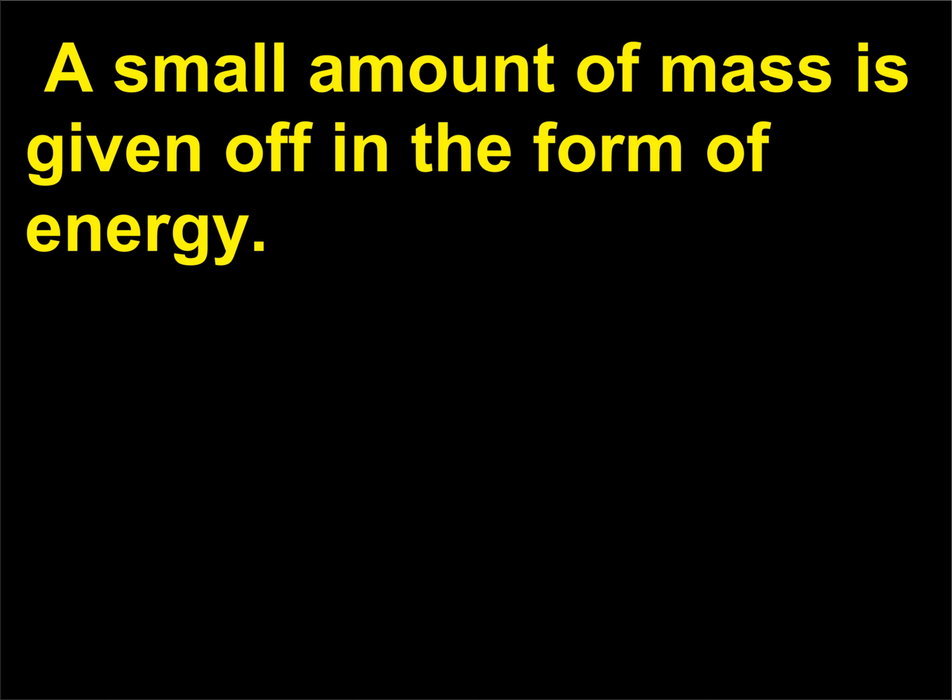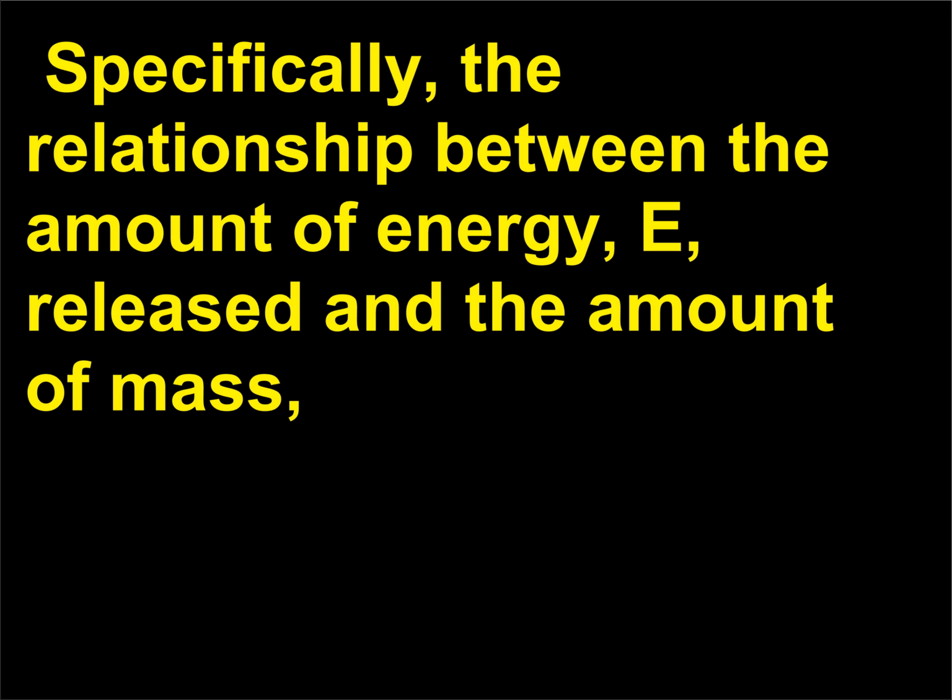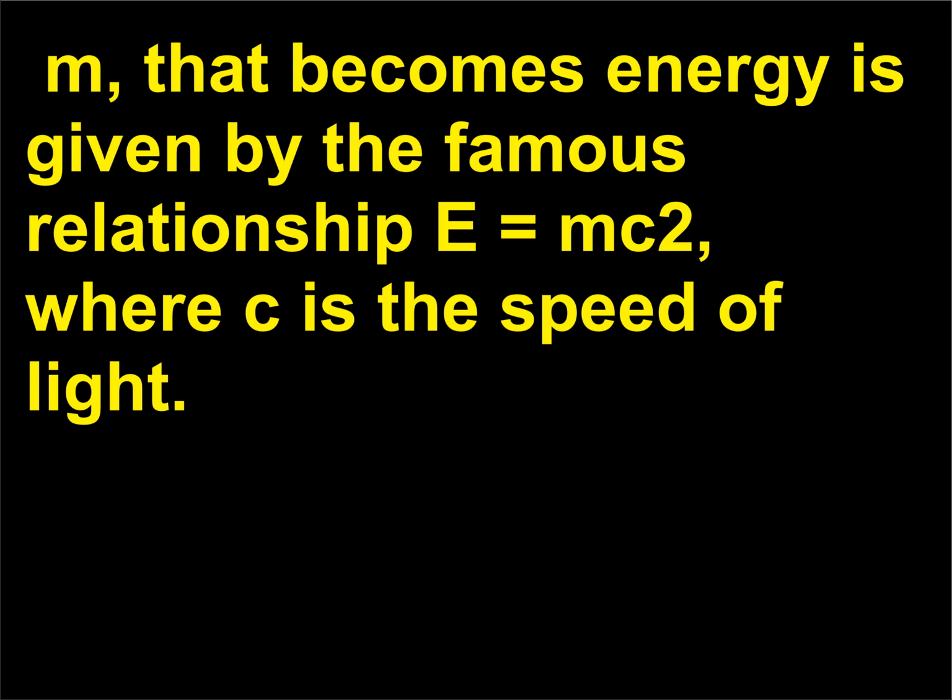Almost, but not quite. A small amount of mass is given off in the form of energy. Specifically, the relationship between the amount of energy, E, released and the amount of mass, M, that becomes energy is given by the famous relationship E equals mc², where c is the speed of light.